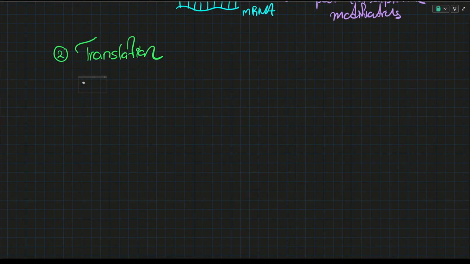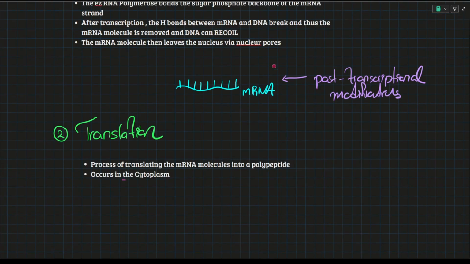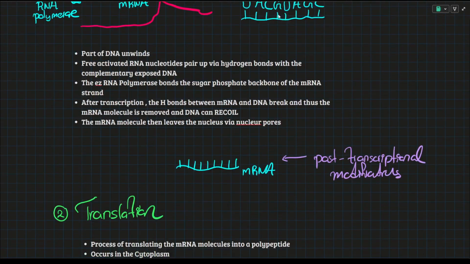Now, let's type things out like I did before. This is the process of translating the mRNA molecule into a polypeptide. And like we said that transcription occurs in the nucleus, this occurs in the cytoplasm. So we needed some form of manner to get that genetic information from the nucleus all the way onto the cytoplasm. That's why we needed an mRNA template. Now this is a very simple process. Even the previous one was very simple.